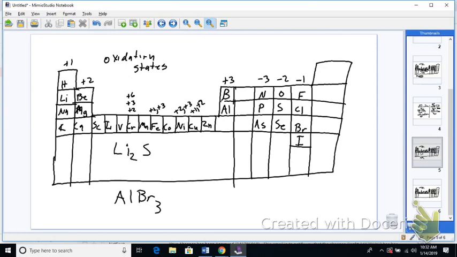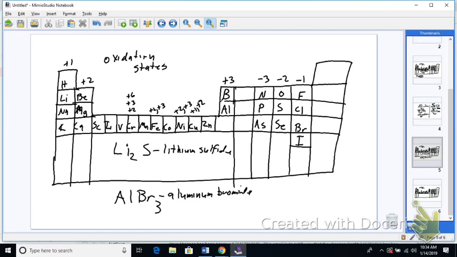Okay, so write those 2 names out, what you think they are. Li2S and AlBr3. So this first one, the name of it is what? Lithium sulfide. Okay, and the second one's name is aluminum bromide. Really easy, isn't it? Okay, so we're good on that.